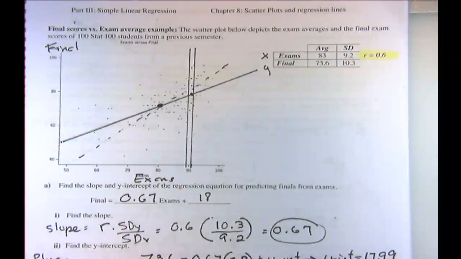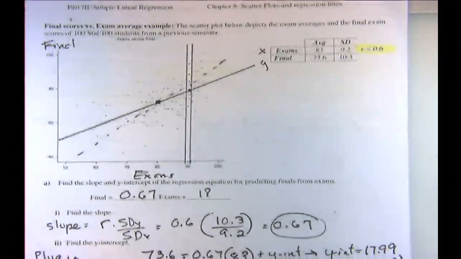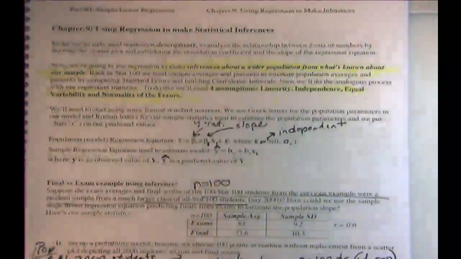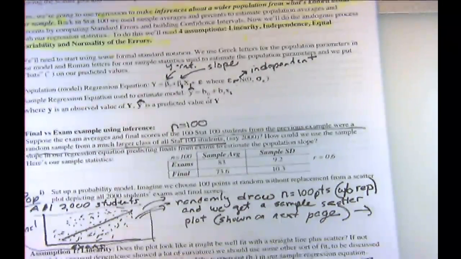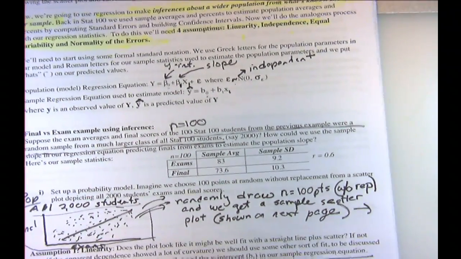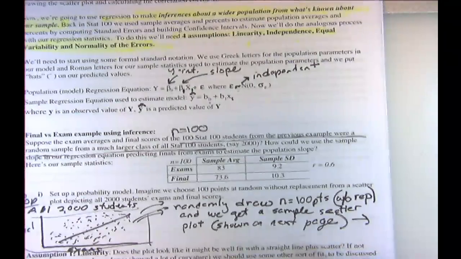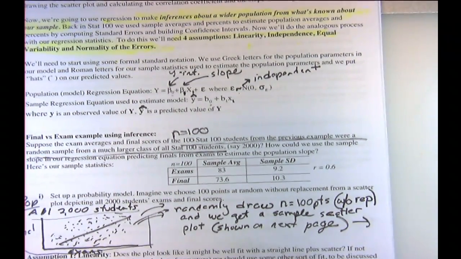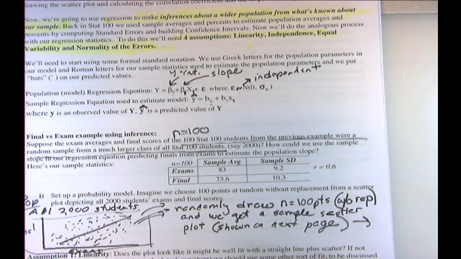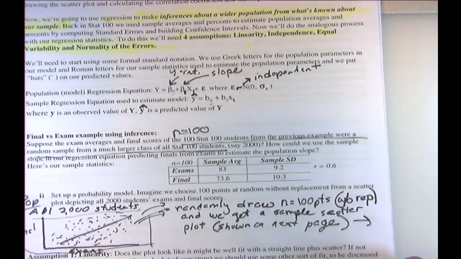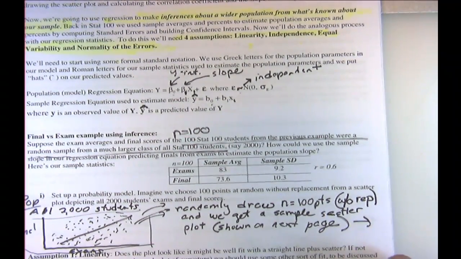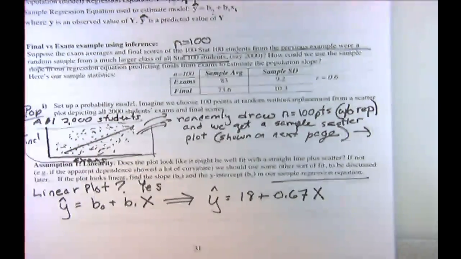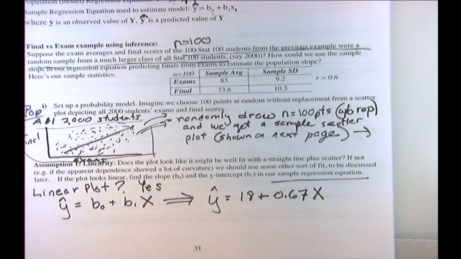All right, now that we have that, let's put it in here. Okay, so just be careful. The 18, we rounded to 18, is beta naught, plus we got 0.67 for beta 1, and that's times x, which is our exams. All right, so that's where we're at. So far it looks good.